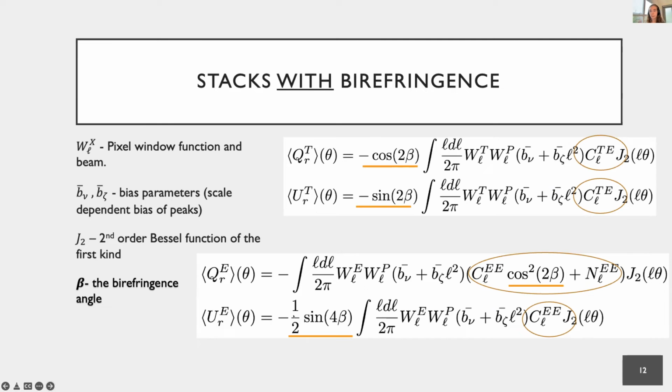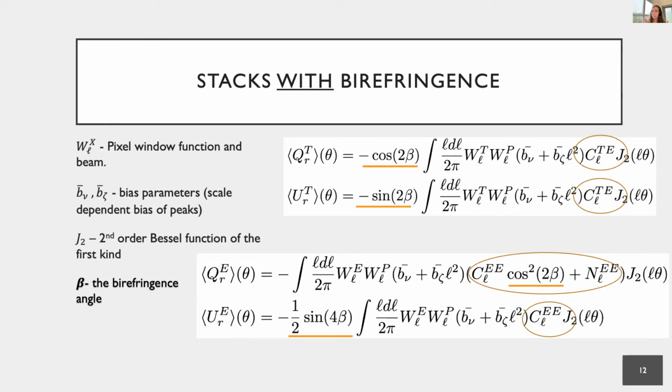So if the birefringence angle is 0, we don't expect any UR in the T or E extrema case. I think I might have missed a key piece here, so I'm just going to quickly cover that. To make these stacks, we're finding the T and the E extrema from a produced T map, the intensity map that you would have gotten from this experiment, and an E map that you would produce by going from your QU to E modes.